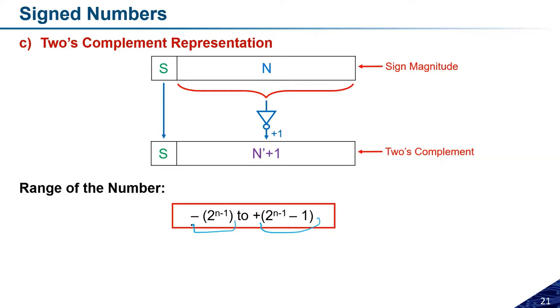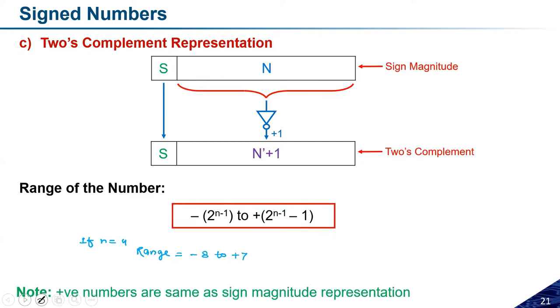So if n is equal to 3 or if n is equal to 4, then the range is minus 8 to plus 7. Okay, and again the condition is the same, like positive numbers are the same as the sign magnitude. So this is what you have to consider. This is really very important, that the range for the 2's complement is increased by 1 if the number is negative. Okay. So this is all about the signed number.